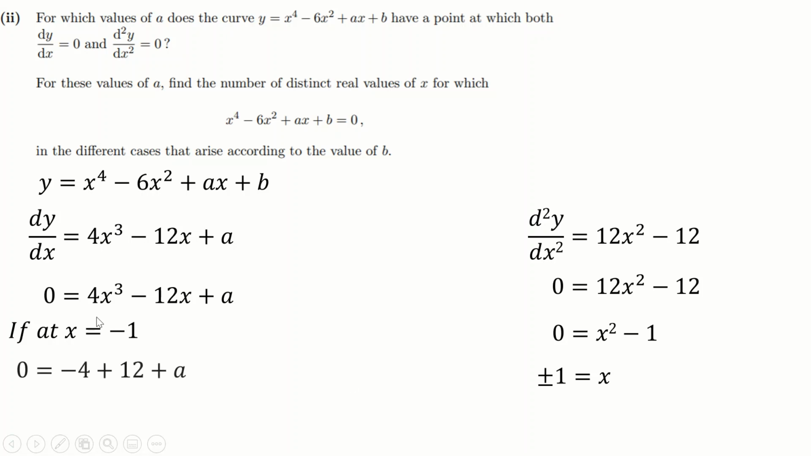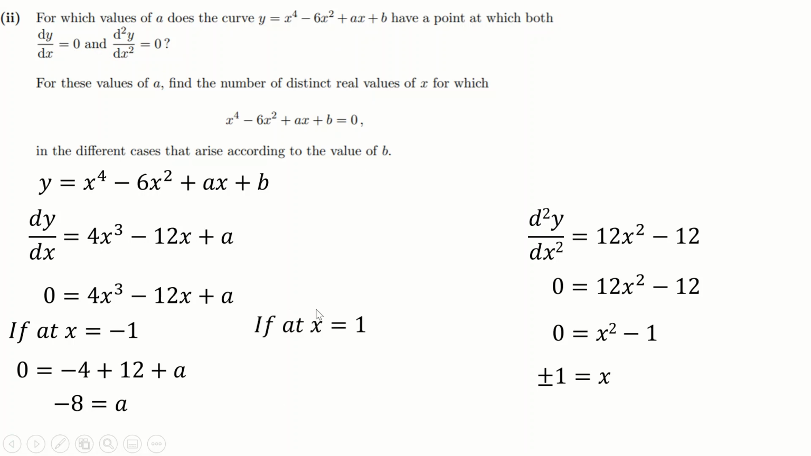So let's use minus 1 first. 4 times minus 1 cubed is minus 4. Minus 12 times minus 1 is plus 12 plus a. And I get that a has to be 8. Sorry, it has to be minus 8 if this and this is 0 at the point x is minus 1. So this whole thing here has this and this be 0 if that's a minus 8, and the point where it is both 0 is at minus 1.